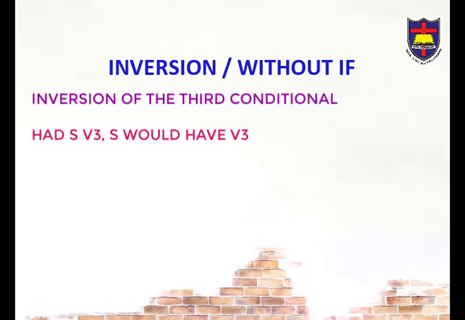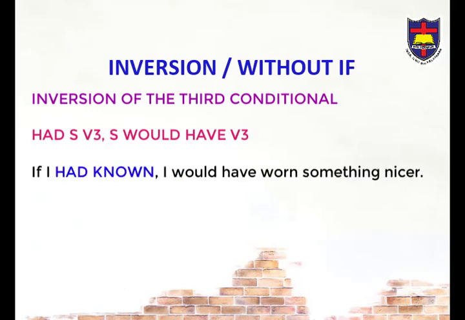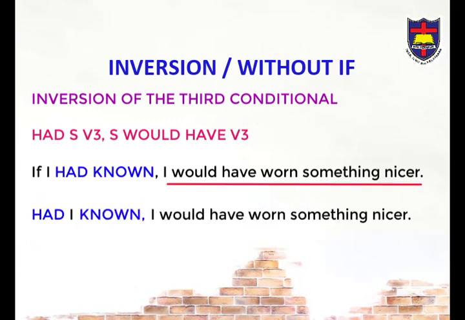For the third conditional, the inversion pattern is had, subject, past participle, and then copy the main clause. Look at the example. If I had known, I would have worn something nicer. Let's use the pattern. Had, then take the subject, I, then the past participle, known. Then copy the main clause. The result becomes, had I known, I would have worn something nicer.